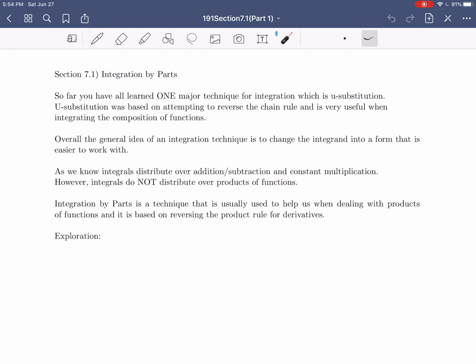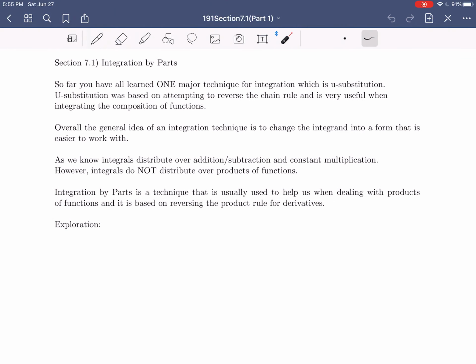So one thing to keep in the back of your head as we go into these sections 7.1, 7.2, 7.3, 7.4, which are all techniques of integration, is that everything is about manipulating the integrand, what you're trying to integrate, into something that is easier to work with. For the first technique, integration by parts, as we know, integrals distribute over addition, subtraction, and constant multiplication, right? You can break up a bunch of different terms into a bunch of different integrals and work on each piece separately. However, integrals do not distribute over products of functions.